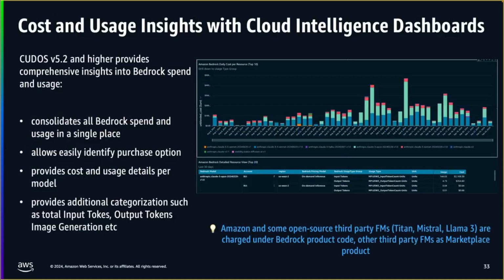And in one of the Cloud Intelligence dashboards, called KPI, we released, I think about a year ago, a lot of visuals which provide very comprehensive insights and a detailed view into AI/ML cost and usage, and in particular in Bedrock. So in the dashboard, you can find additional categorization for your usage: categorization by input tokens, output tokens, image generation use cases. You get cost and usage details per model. So as you can see here, for each model as resource ID, you can see not just the model, but you can also see the version of the model.